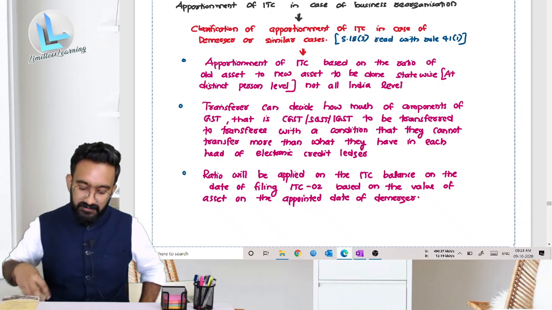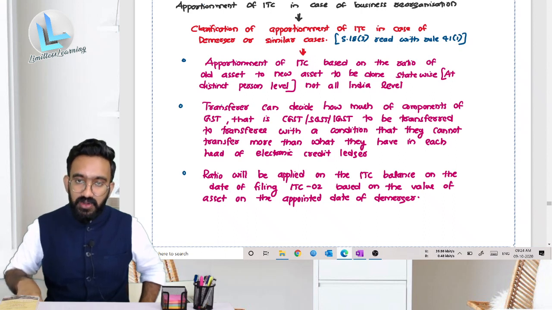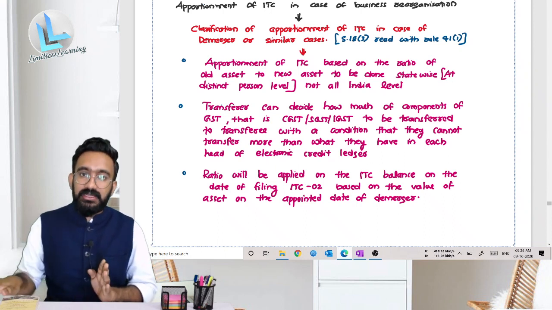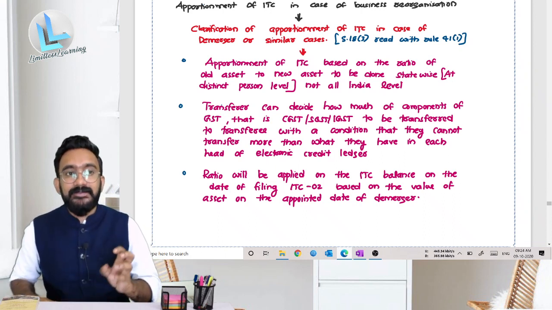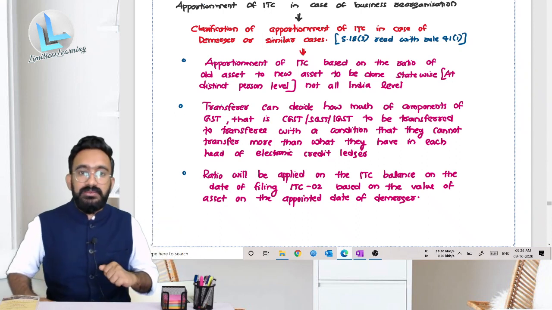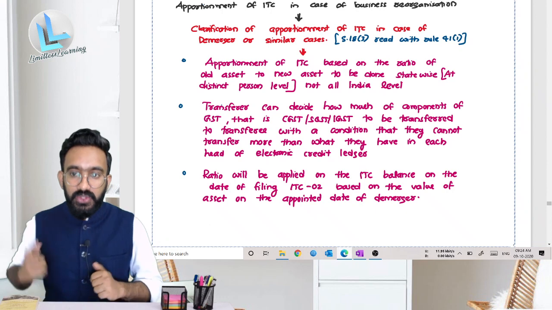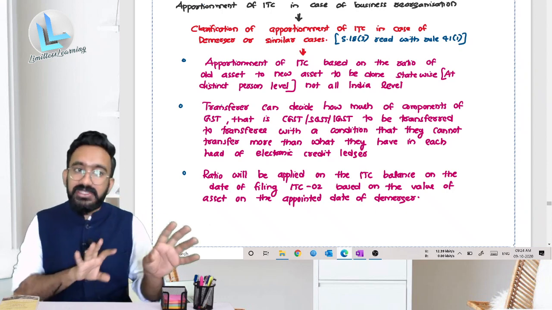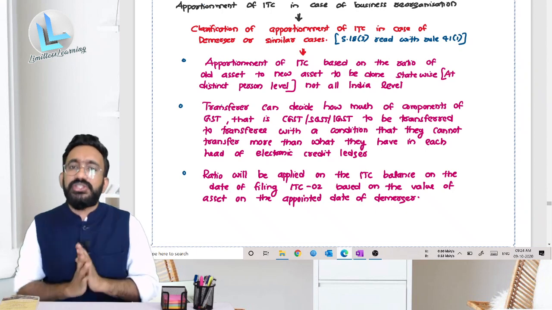So, what is the value of asset on the appointed date of demerger? On the date of demerger, what is the percentage of asset they have in each state which is transferring? That ratio will be taken, and then we will see on the date of filing ITC-02 how much credit balance is there in each of the heads. The total has to match. That's it. You can do the flexibility. I can transfer fully from CGST, fully from that I can do. I have to just mention that amount.